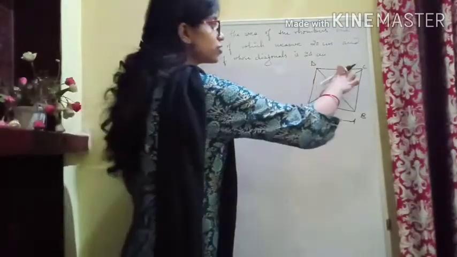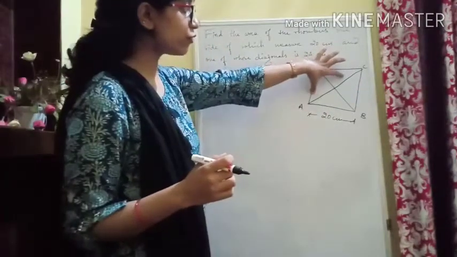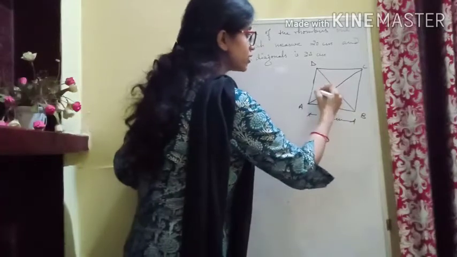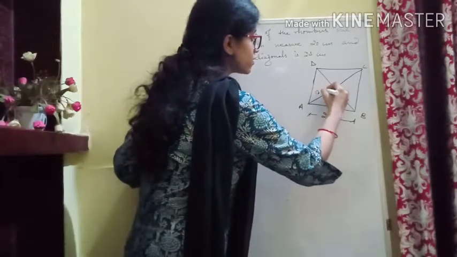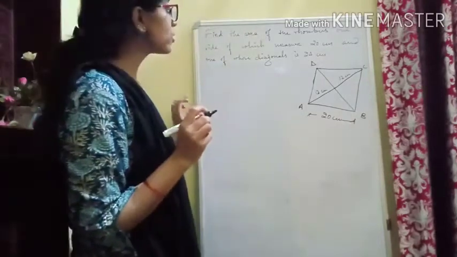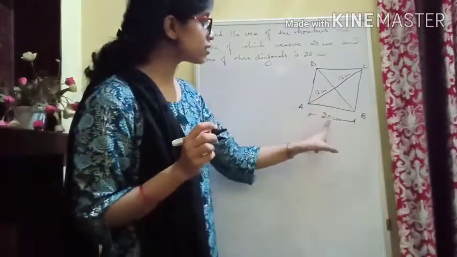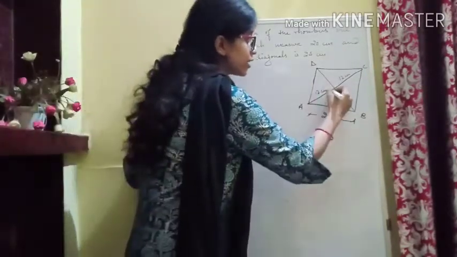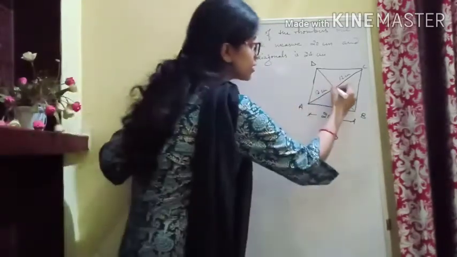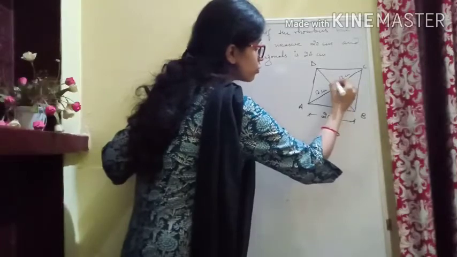So if one diagonal, say AC, is 24, that means they are bisecting each other. So this half will be 12 centimeter, and this half will also be 12 centimeter. Also they divide at 90 degrees, so this angle must be 90 degrees. Let's say they are dividing at O.